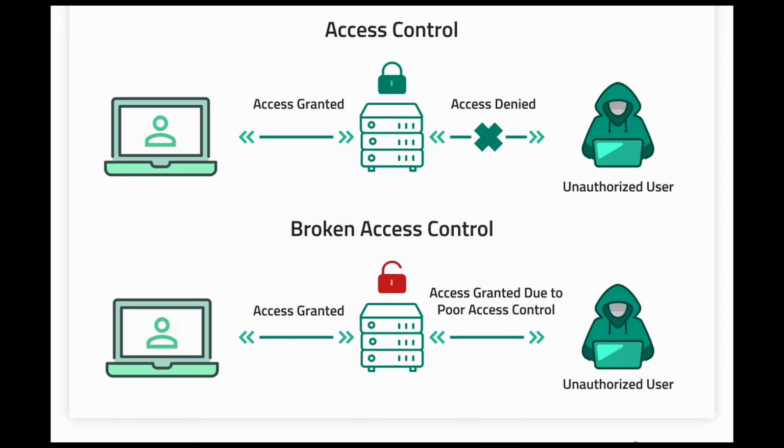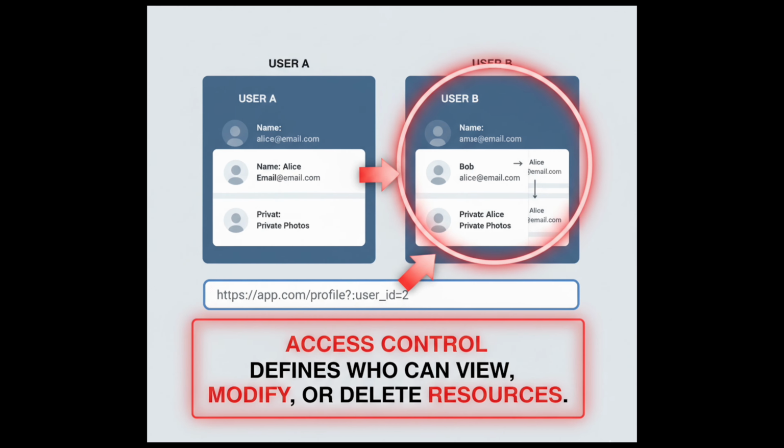In simple terms, broken access control happens when users can do more than they are supposed to. For example, if a normal user can view or modify someone else's data, that's a broken access control issue. It's not about weak passwords or missing encryption, it's about missing rules that tell the app who is allowed to do what.